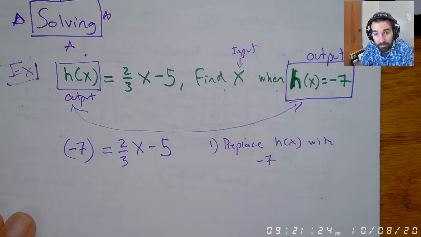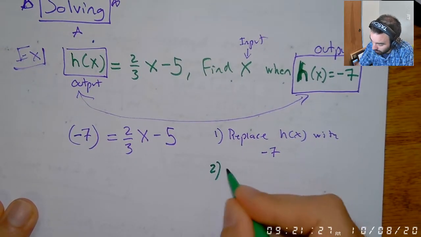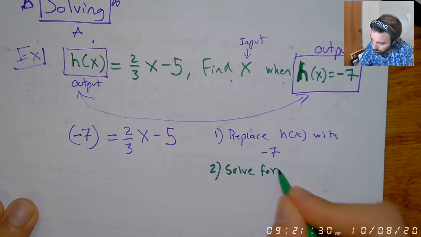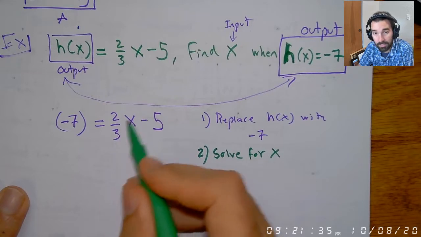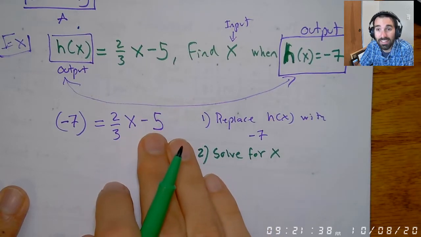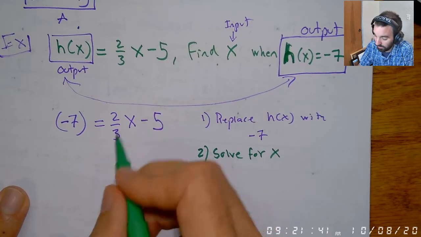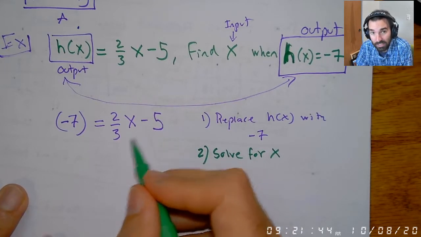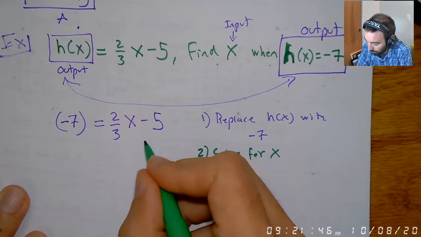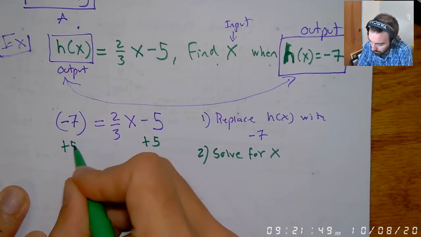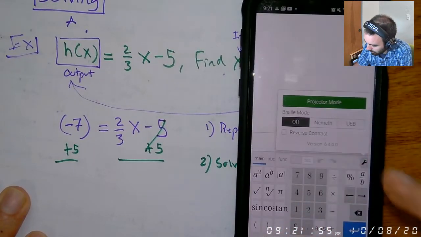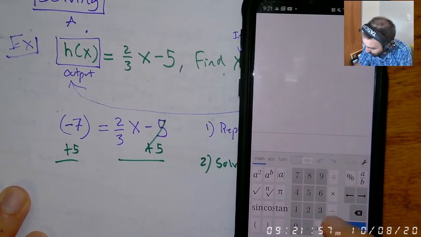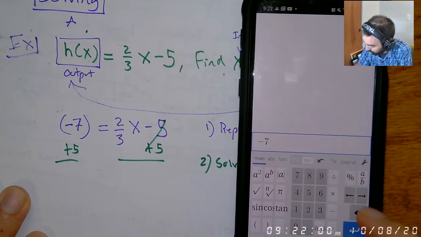Okay, next step, now we're going to solve for x. I want to get this term by itself, so the first thing I'm going to do is get rid of any terms on the same side. This says -5, so I'm going to do the opposite, because I'm solving and doing everything backwards. I'm going to add 5 to both sides. So I go -7 plus 5, and I get -2.